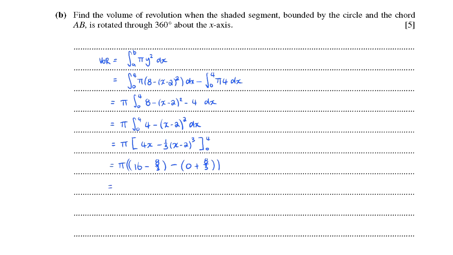We will just get 32 on 3, 16 minus 16 on 3. And that's times pi. So 32 pi on 3. It's a fairly good answer, but maybe they would like a decimal. That will be approximately 33.5 rounded to 3 significant figures.